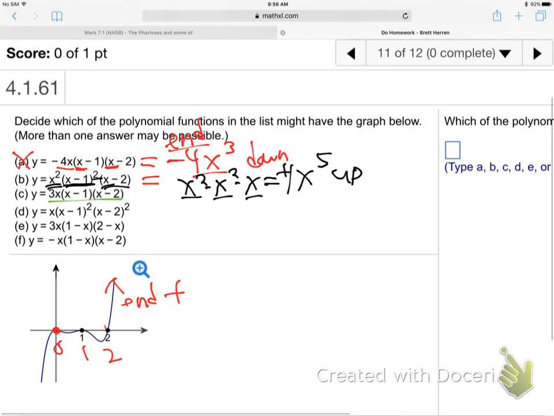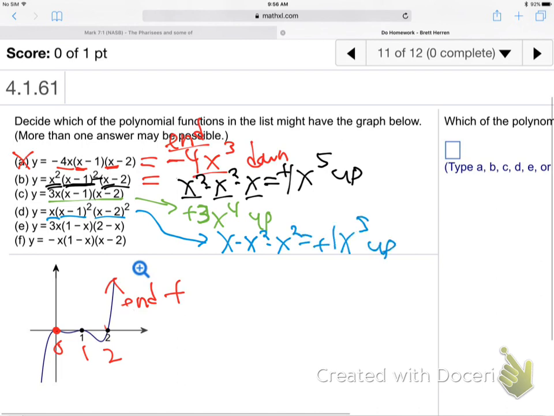All right, so if you FOILed this one out, what would you get there? You would get 3x to the 4th, okay? So that one's up is positive. Positive, so that one's up also, so that one's possible. That could be the answer. So far, so good. I can't eliminate that one either. D, what's D? If you FOIL that one out, x squared, x to the 5th again, positive. That one's up as well. So I can't eliminate anybody here.